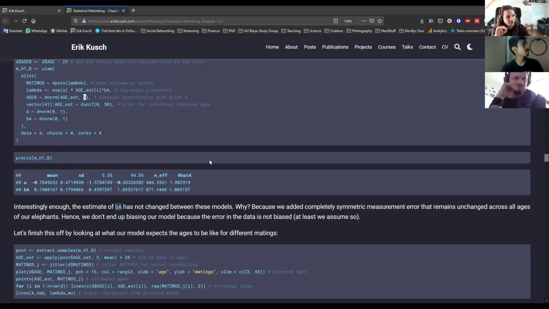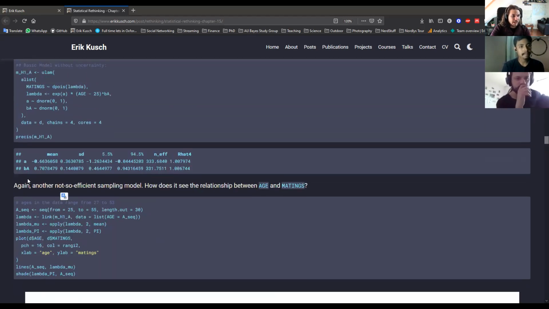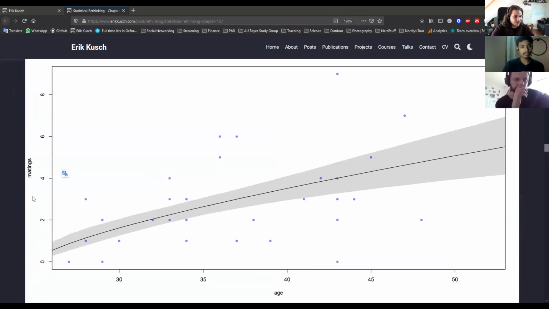The shrinkage plots that I'm about to show would have changed a bit, but the overall take-home message here wouldn't have changed. And the big take-home message is that our BA estimate has not changed between the two models. With the measurement error model below and the non-measurement error model above, they are both around 0.7.